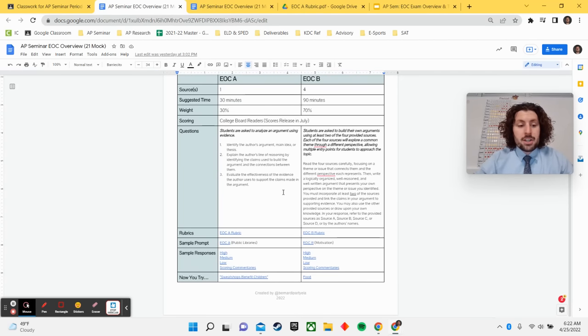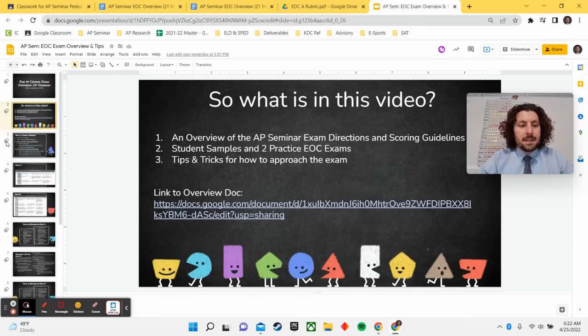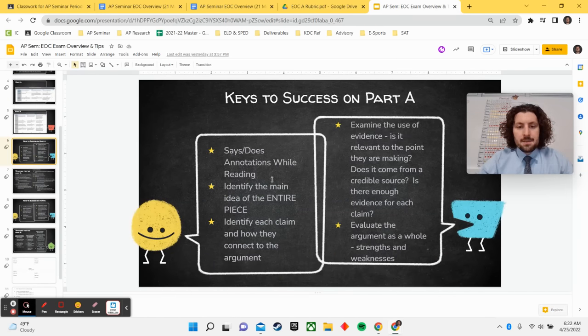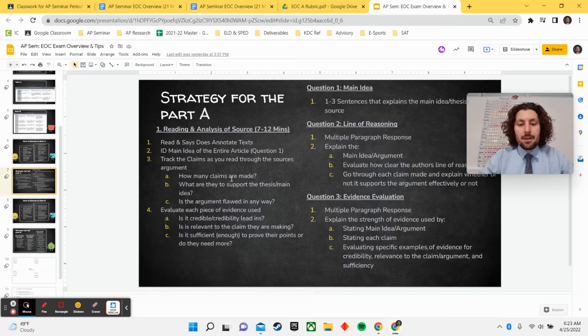Okay, so you are finished up with reviewing that rubric, and you've really noticed that there are a couple of keys to success with this part A. So, as we read, a key to success is going to be doing our says, does annotations while reading. On one side of the text, what is the author actually saying? On the other side, what part of the argument is the author currently in? So identifying claims on that right-hand side of the page, identifying evidence that's used, versus on the left side, you're just kind of summarizing the main idea of each body paragraph.